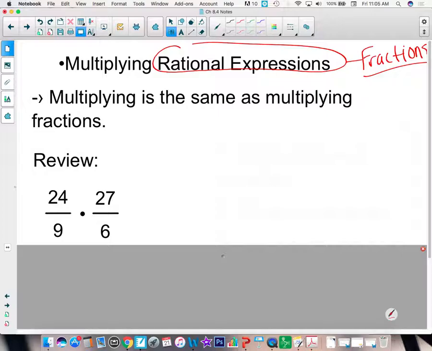Okay, there's 24 and 6, simplify down. 6 goes into 24 four times, and that would be a 1. You take a 6 out of both of those, just like we did before. But the other way, 27 and 9. 9 goes into 27 3 times. So what's your final answer going to be? 12, because once you cross simplify, you go straight across. So it's 4 times 3, which is 12.